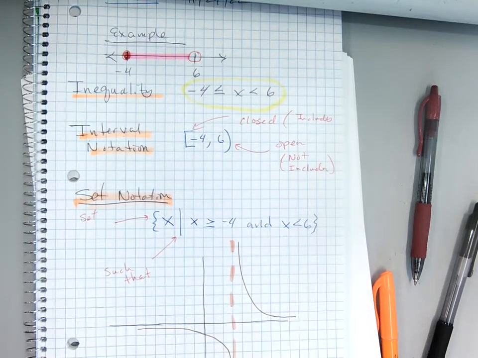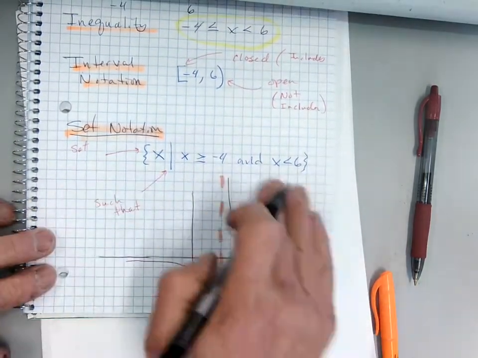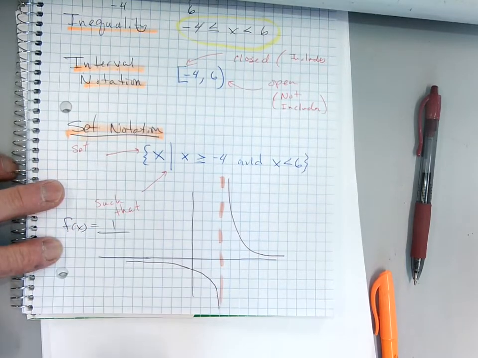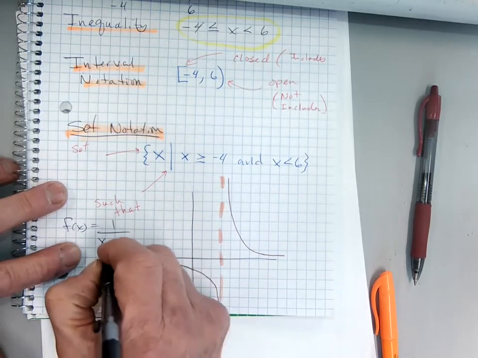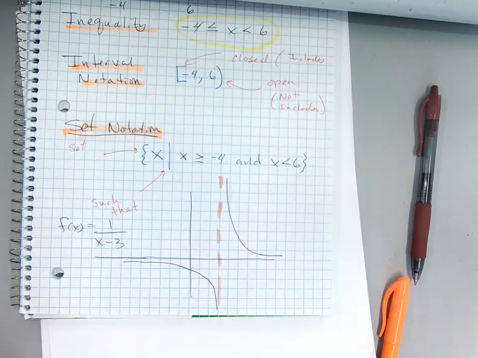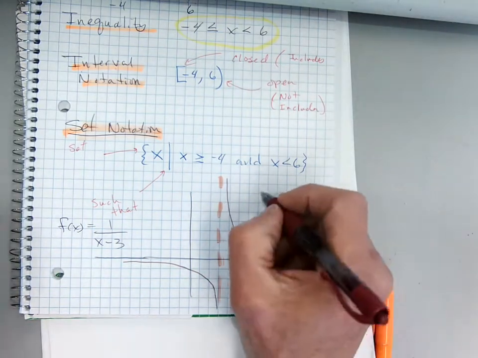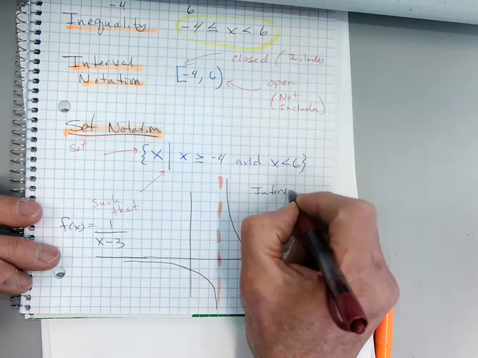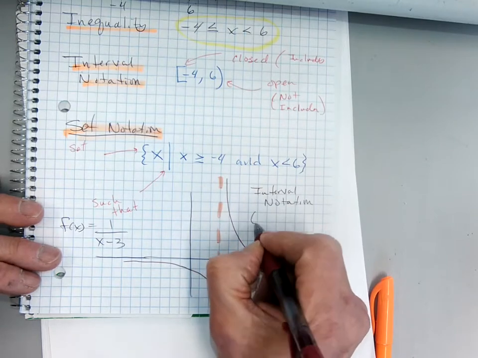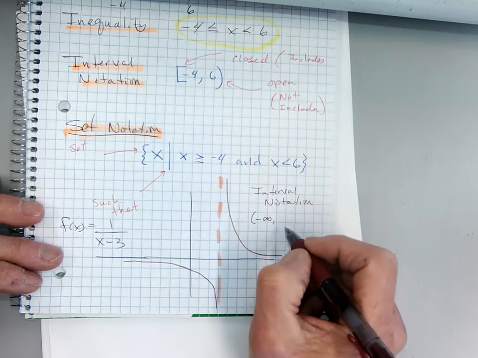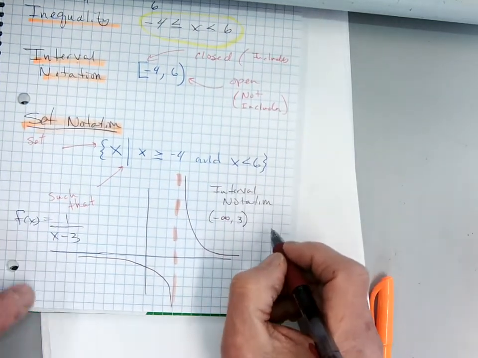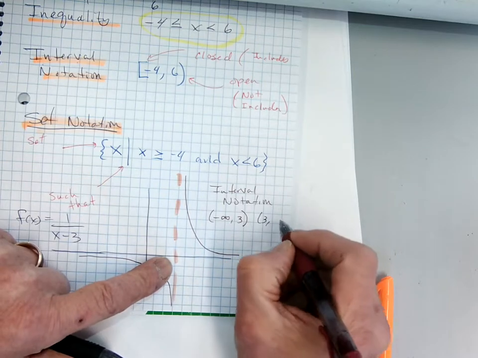Now, what we've been dealing with are graphs like this. So an example could be f of x equals 1 over x minus 3. And we know that x cannot equal 3, so that's why you have an asymptote here. So in interval notation, and this is where we want to get to, we can say that the interval is from -infinity to 3, but not including 3, and it's also from 3 to infinity.